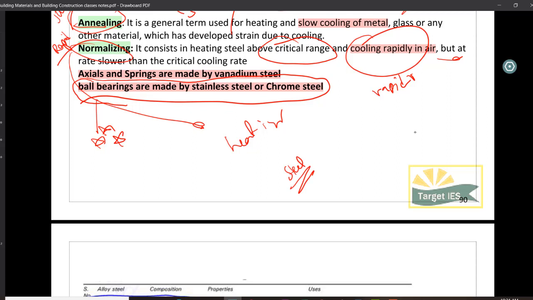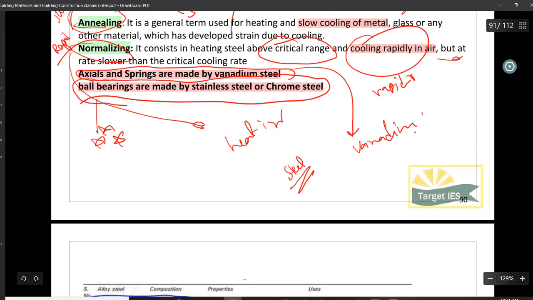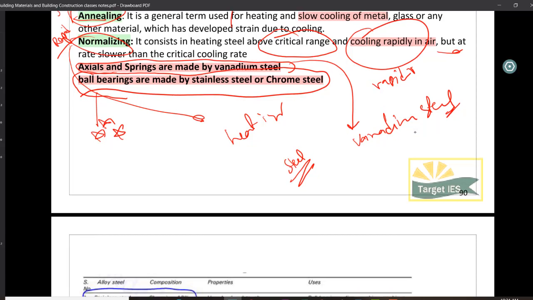And axles and springs, which we use in vehicles, obviously they should take a lot of load, right? Axles and springs are generally manufactured by vanadium steel. Vanadium steel, very important bit. So springs are manufactured by, answer is vanadium steel. Axles are manufactured by vanadium steel. Ball bearings, chrome steel or stainless steel, right?